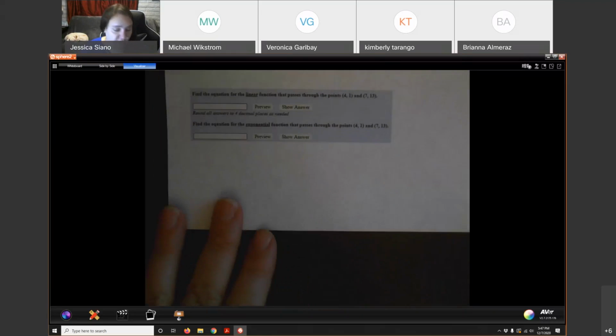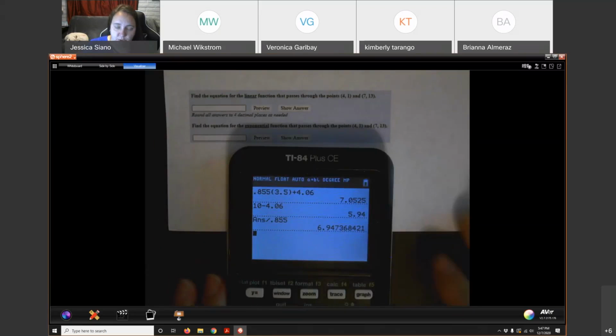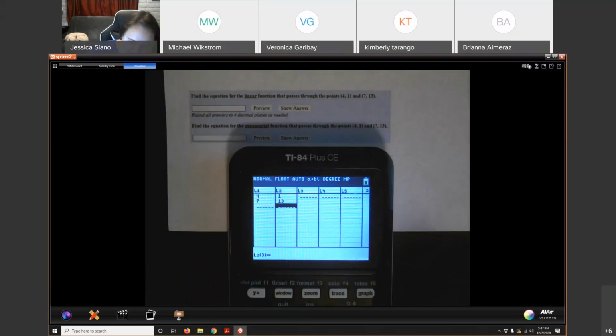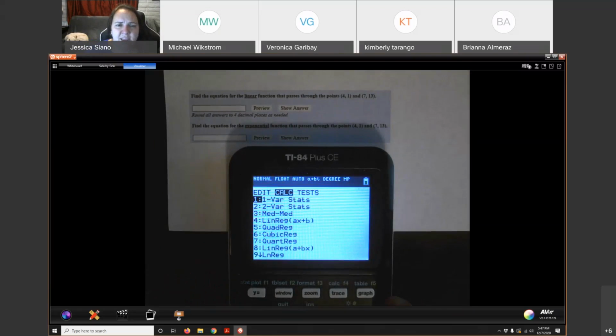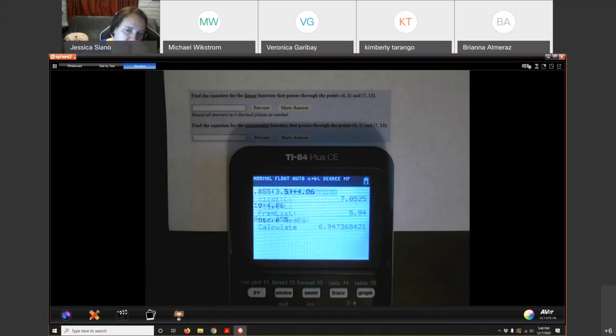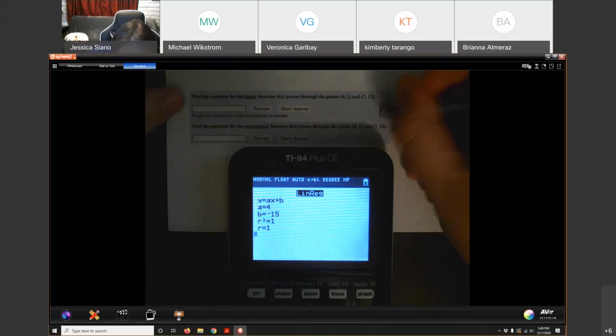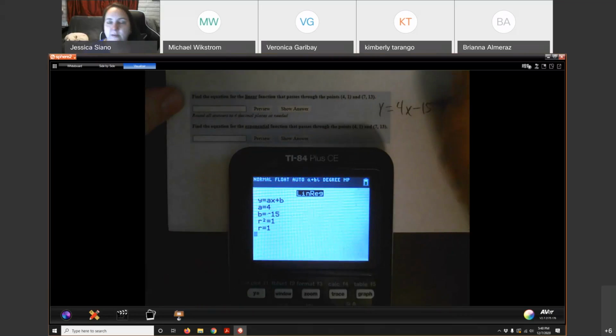I'm going to use the calculator for this one again. So back to stat edit. Delete everything that's here. My two X values are 4 and 7. My corresponding Y values are 1 and 13. Press stat calc. The first thing that they ask for is linear. So let's do linear first. So linear is Y equals 4x minus 15.